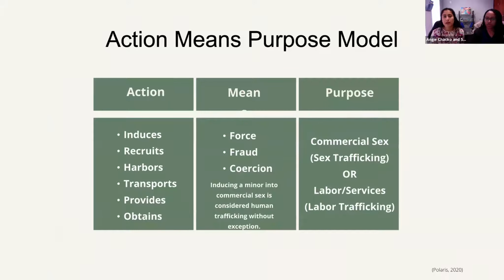Okay, so this is just a model that is used to identify when human trafficking is occurring. Like I said earlier, the three elements of force, fraud, and coercion must be proven in an adult victim to see if it's human trafficking. The three means is action: basically what causes that person to get into human trafficking. They can be induced, coerced, or abducted, and then through a means, either force, fraud, or coercion, for the purpose of commercial sex trafficking or labor trafficking. And like I said earlier, with a minor, you don't need to prove force, fraud, or coercion. If they're engaging in sex acts, it's automatically considered human trafficking.